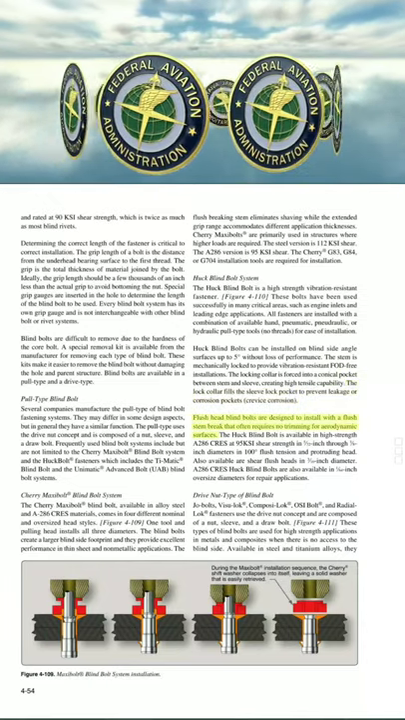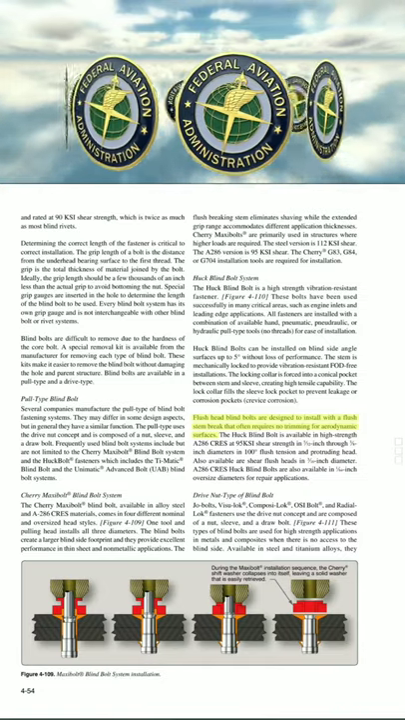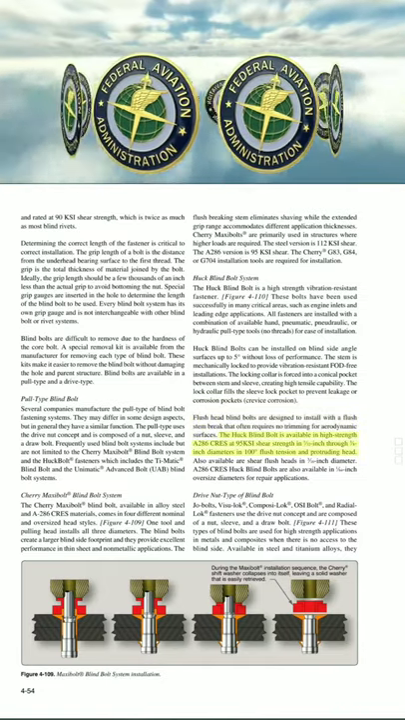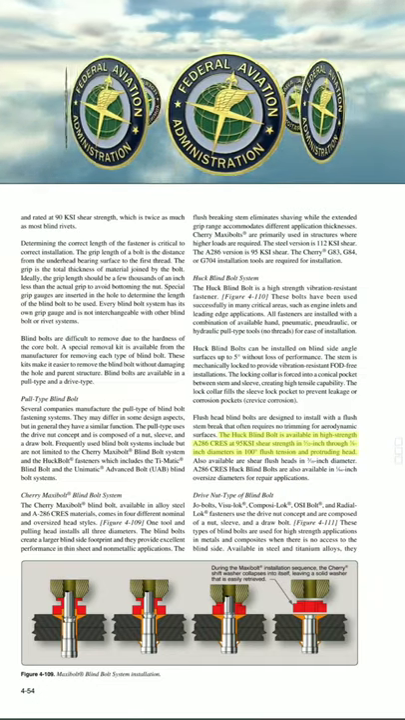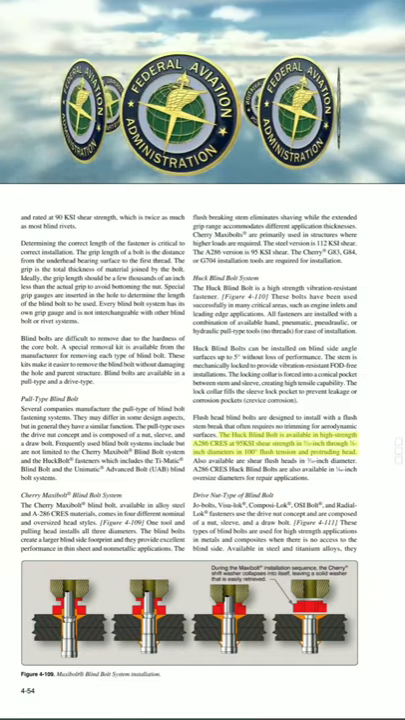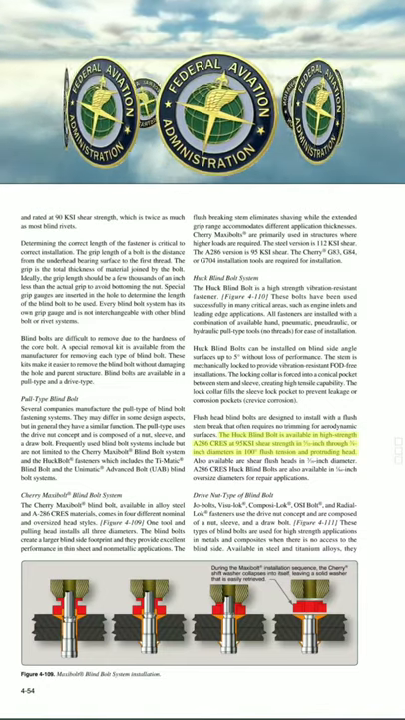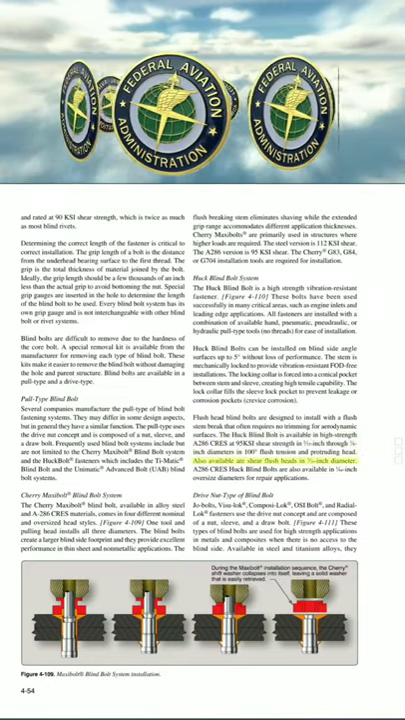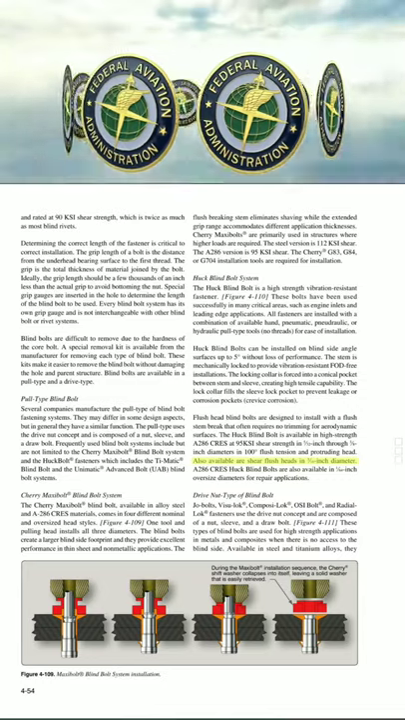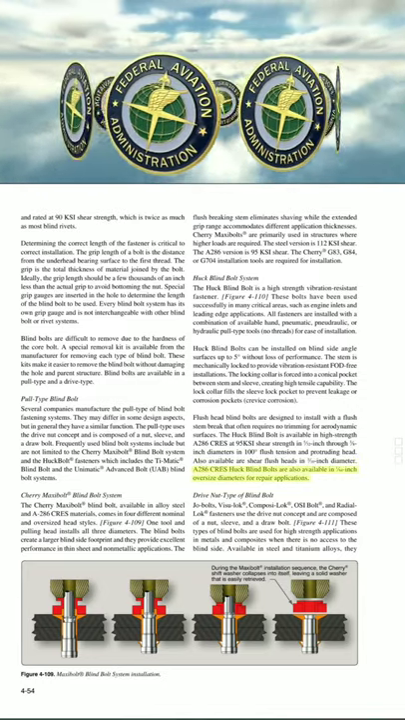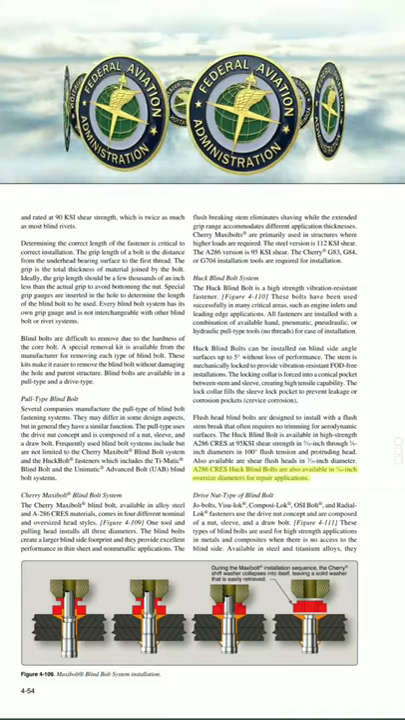Flush Huck line bolts are designed to install with a flush stem break that often requires no trimming for aerodynamic surfaces. The Huck line bolt is available in high-strength A286 Crest, 95 KSI shear strength, and 5/32 inch through 3/8 inch diameters in 100 degree flush tension and protruding head. Also available are shear flush heads in 3/16 inch diameter. A286 Crest Huck line bolts are also available in 1/64 inch oversized diameters for repair applications.